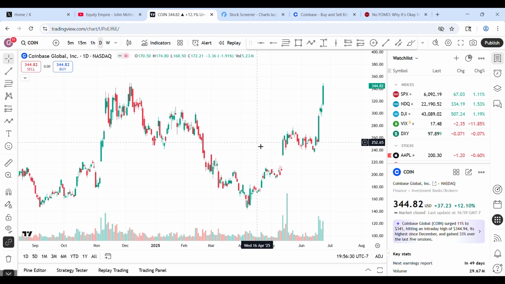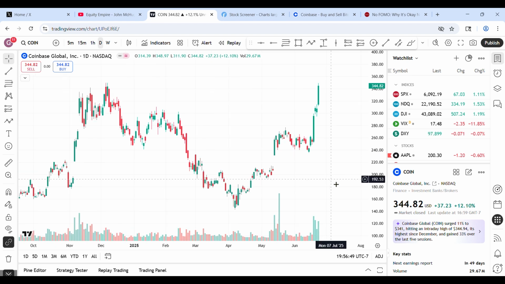Today, we're going to be taking a look at the chart of crypto trading platform Coinbase Global, symbol COIN. And when we take a look at the chart, we're simply going to be looking for support and resistance levels for either a quick bounce trade or a lower entry price for a long-term position. So let's get right into it and go find a support level.